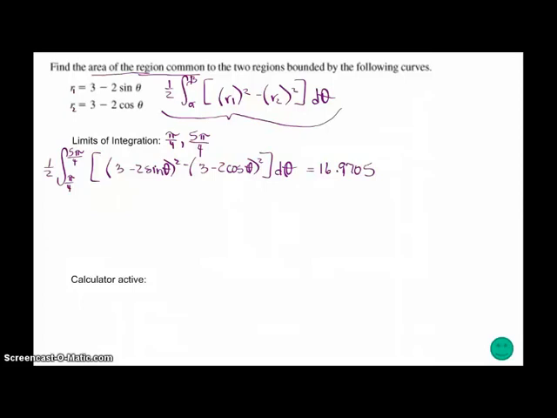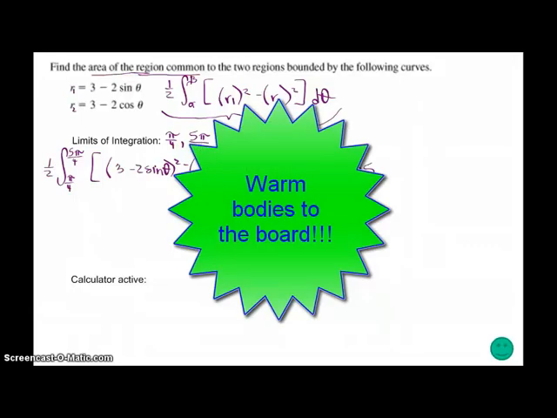Work on finding your limits of integration. Work on making sure that you have your 1/2 in front of your integral. Your alpha and beta values are theta values. That's your independent variable. But come to class next time and we'll work some examples.